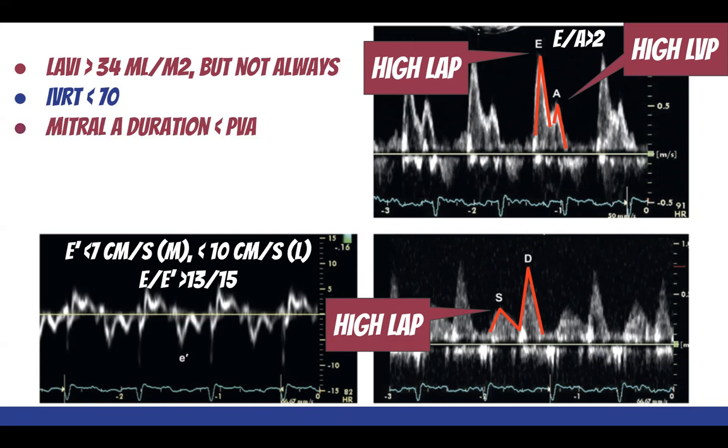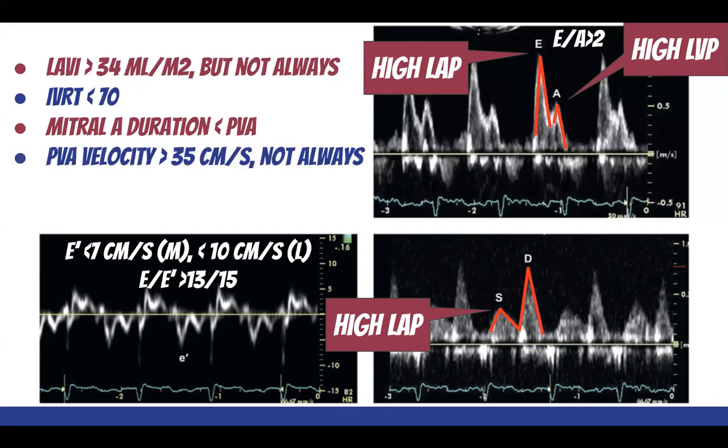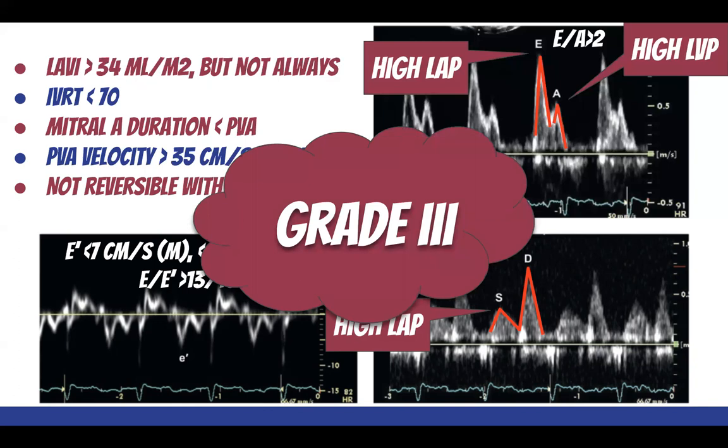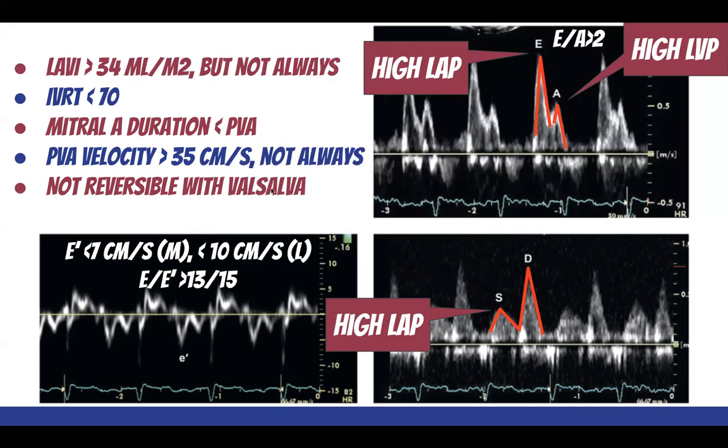Mitral A duration will be shorter than the PVA, which we already discussed. PVA velocity will be more than 35, but not always. And this one will not be reversible with Valsalva. So this is grade 3. And another one, yes. For the Mayo classification, there's a fourth grade of diastolic dysfunction. But for the guidelines and for the boards, pretty much this is the worst. Grade 3 is the worst.